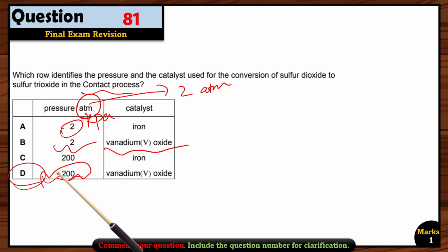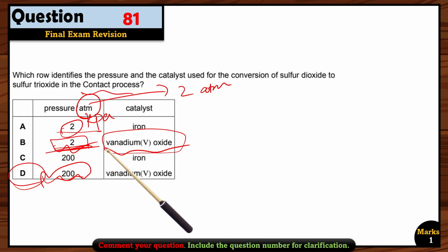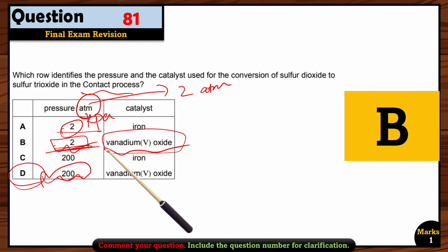So please be very careful when you are looking at the unit. You have to look at the unit. The pressure unit is atm, so you have to write 2 as the pressure and vanadium oxide as the catalyst. So B option is right. Otherwise, if they ask you in kPa, then D option will be the right option. But in this scenario B option is right, because they are asking about the atmospheric pressure, not in kPa.